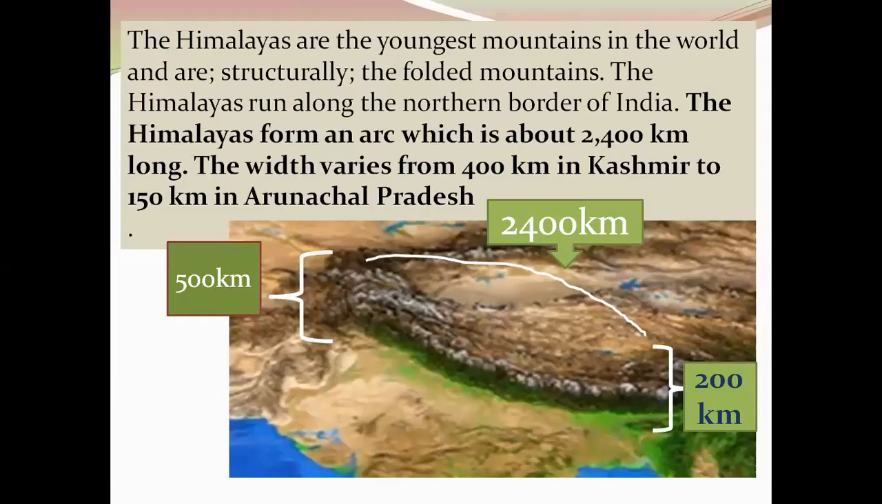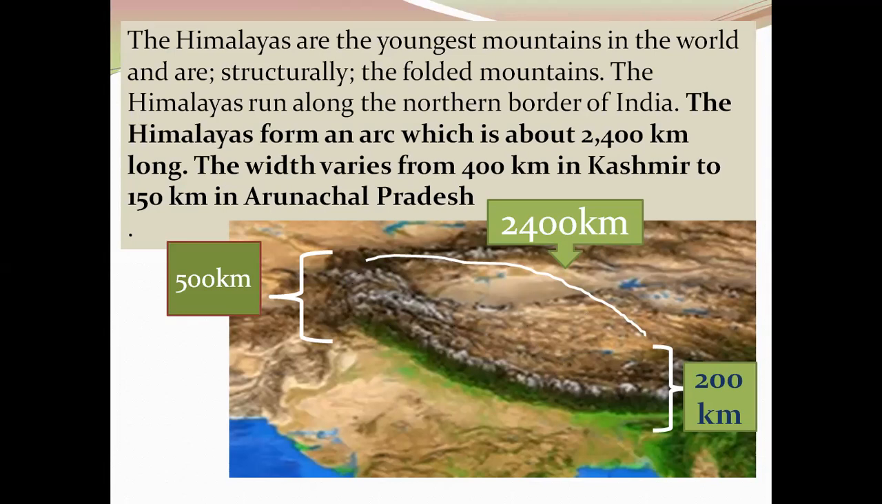Another important thing to remember about the Himalaya is, you can see the left side, the width is 500, okay, and the eastern part it becomes narrow and it is only 200 kilometers. 500 kilometers in the west and 200 kilometers in the east, and length is 2,400 kilometers. So this is very important for your exam also.